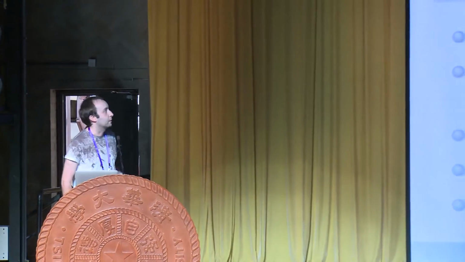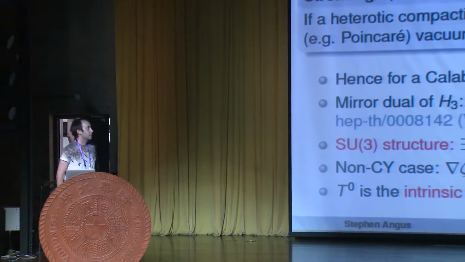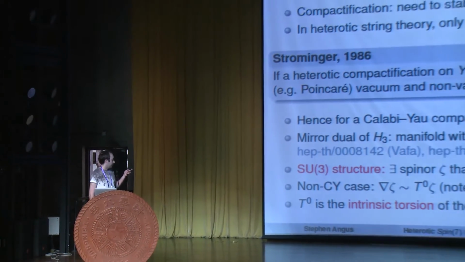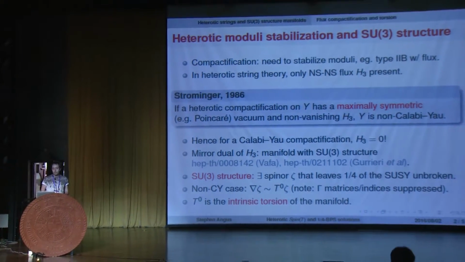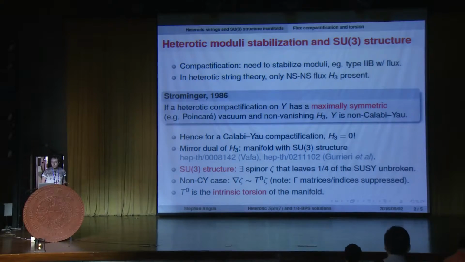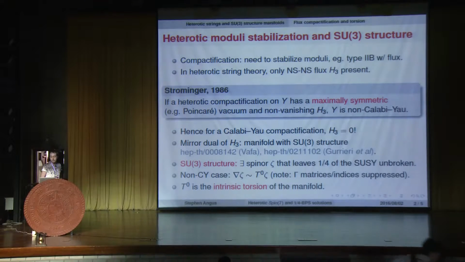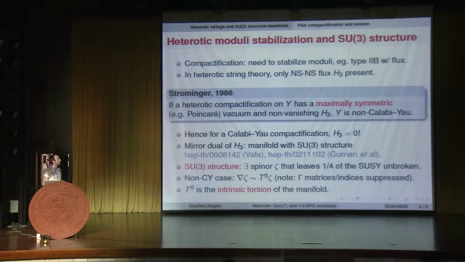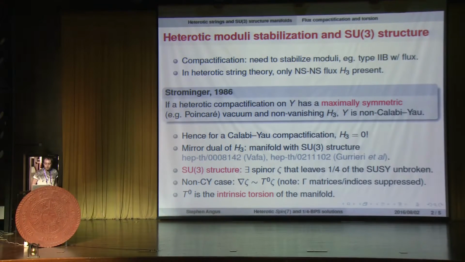So in string theory, if we want to relate to low energy physics, we need to compactify, and to compactify we need to stabilize moduli. In type IIB string theory, you can do this with flux compactifications. However, in heterotic string theory it's a bit more difficult because you only have NS flux present. In particular, there's a theorem by Strominger that says that on a heterotic compactification, if you have maximal symmetry and non-vanishing H flux, you can't have a Calabi-Yau compactification. So for the Calabi-Yau case, H flux has to be 0.